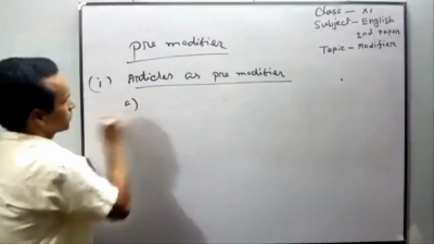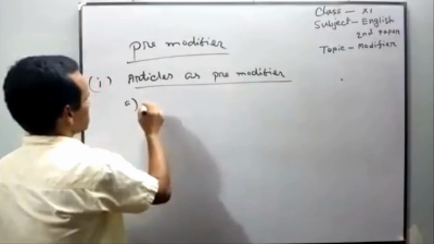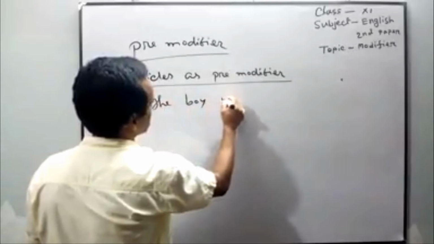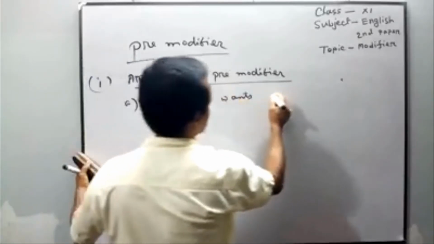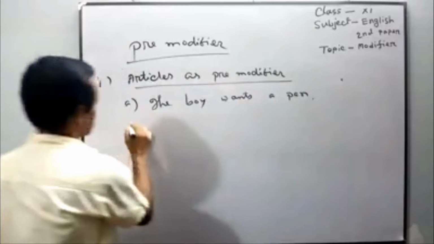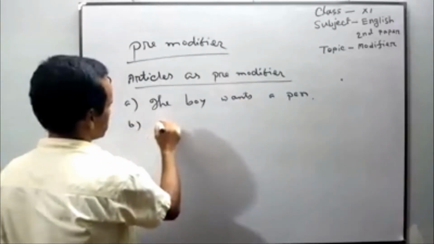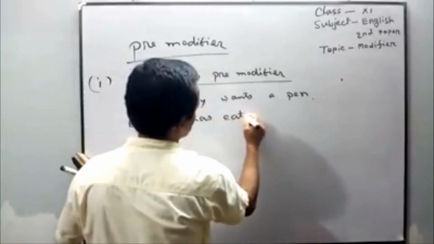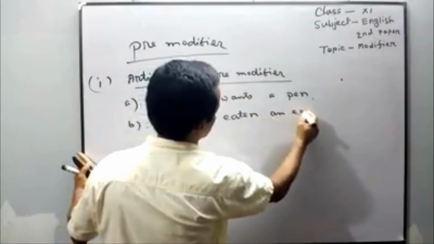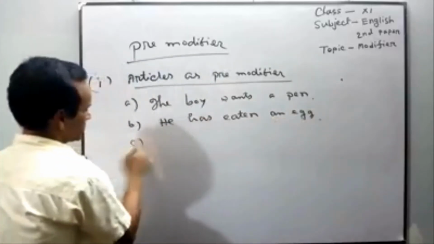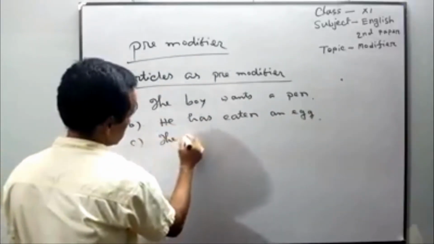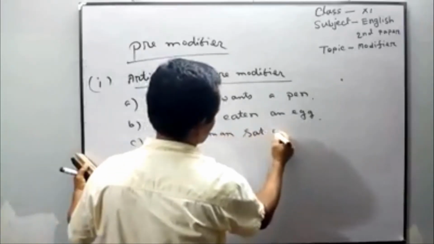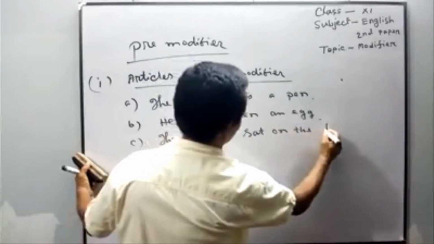Suppose, A, the boy wants a pen. Number B, he has eaten an egg. Number C, the old man sat on the floor.